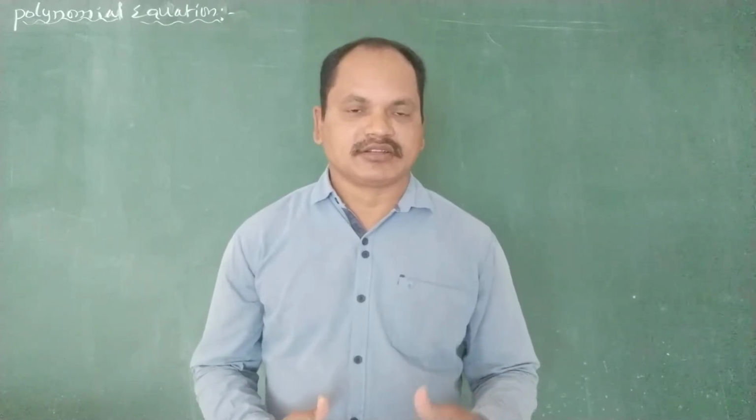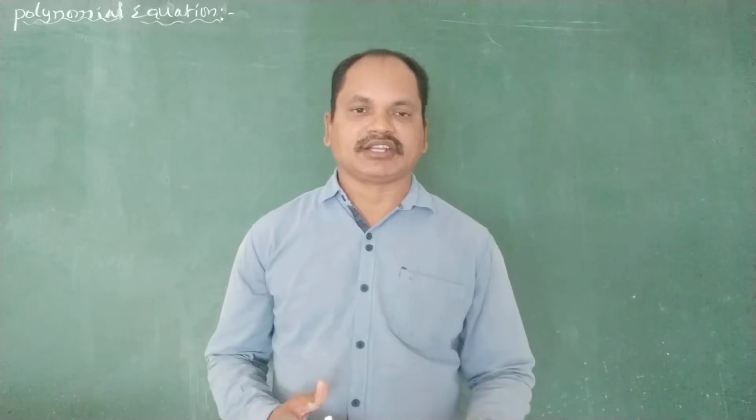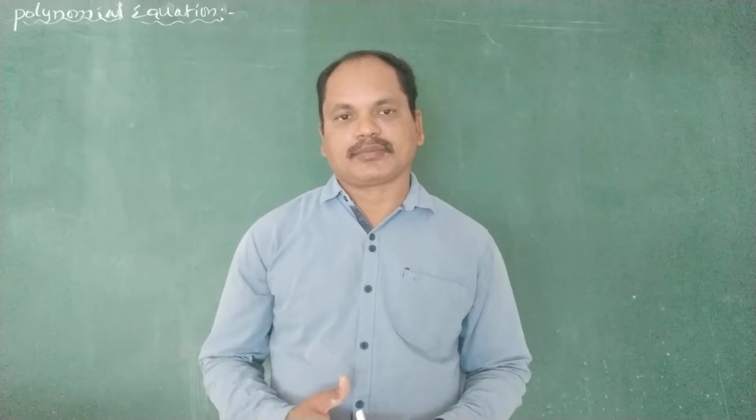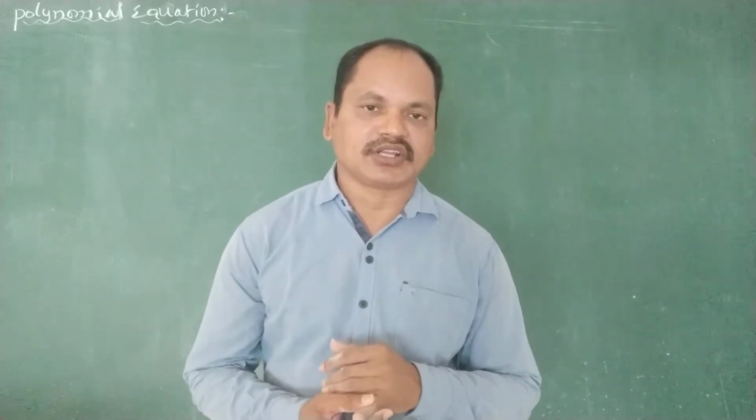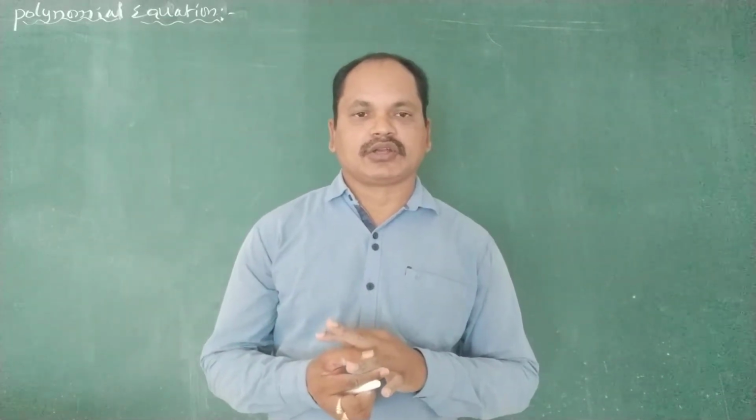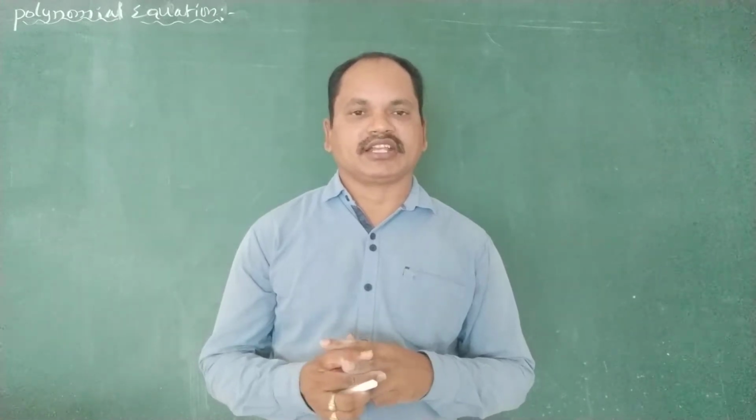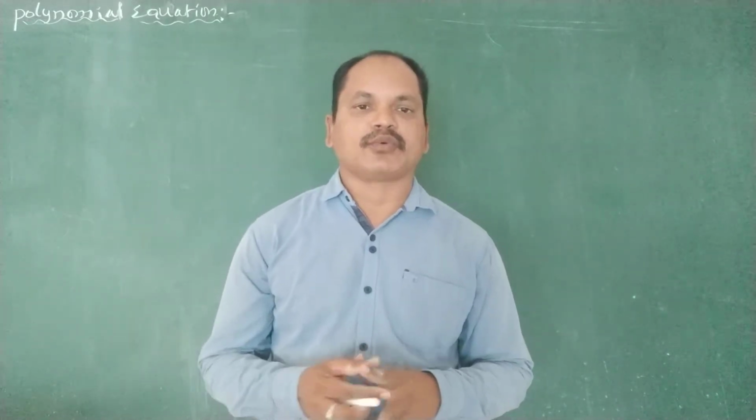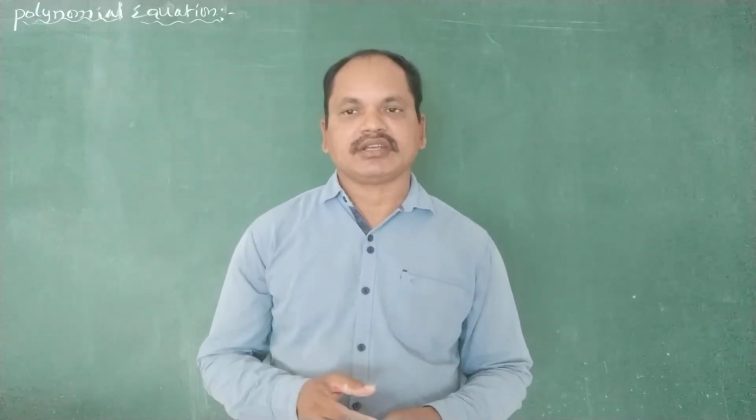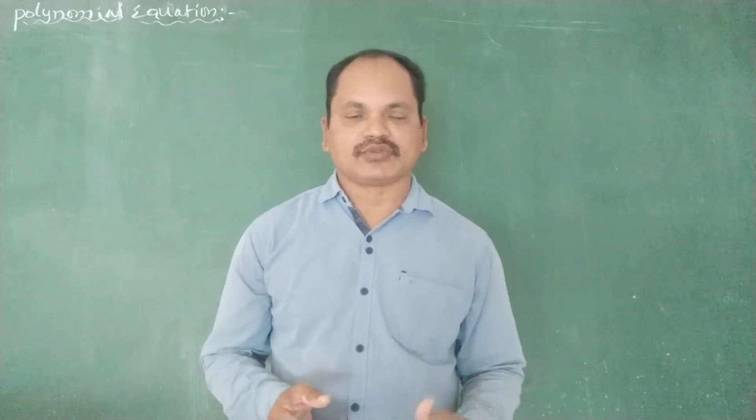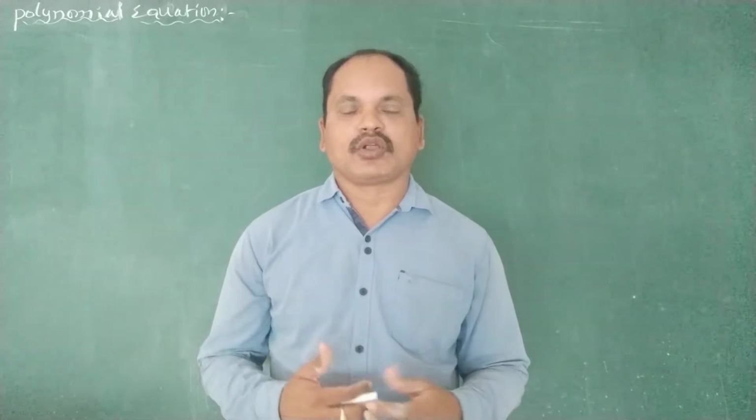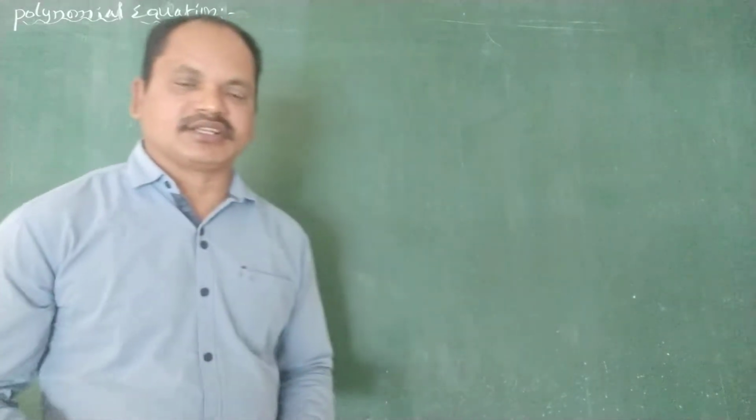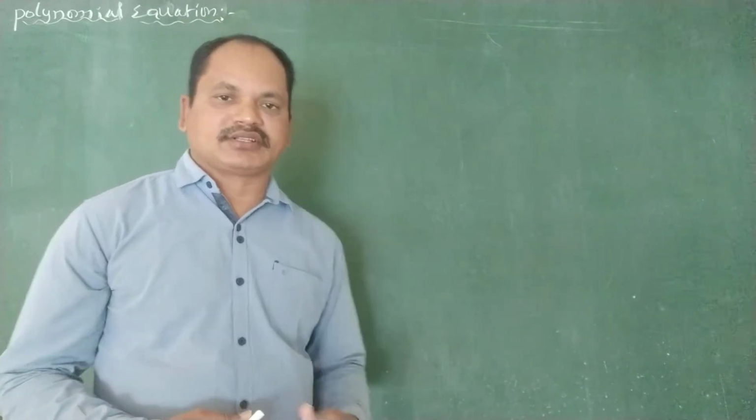A polynomial equation may be a first degree equation, second degree equation, third degree equation, fourth degree equation, fifth degree equation, like that. These are all called polynomial equations. The first degree equation is called a linear equation, the second degree equation is called a quadratic equation, the third degree equation is called a cubic equation, and the fourth degree equation is called a biquadratic equation. From fifth degree, sixth degree onwards, it is called a polynomial equation. Now we are going to discuss the polynomial equation definition.